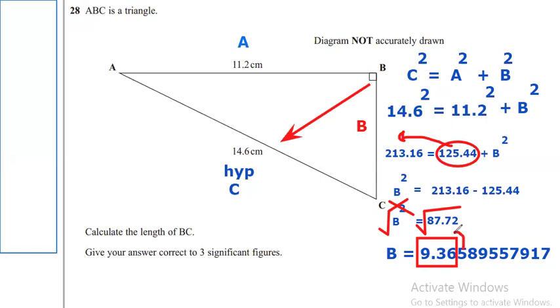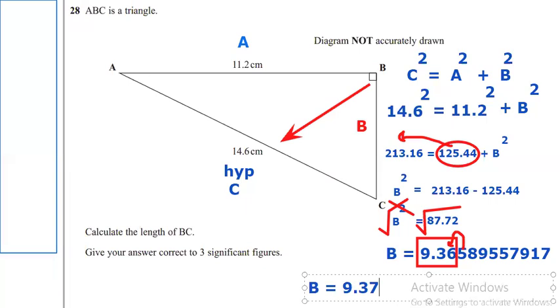This means we add one to the number before it. So the final answer will be B equals 9.37. You have to round to get the final answer, and the final answer is 9.37. And this is how you answer a question like this.